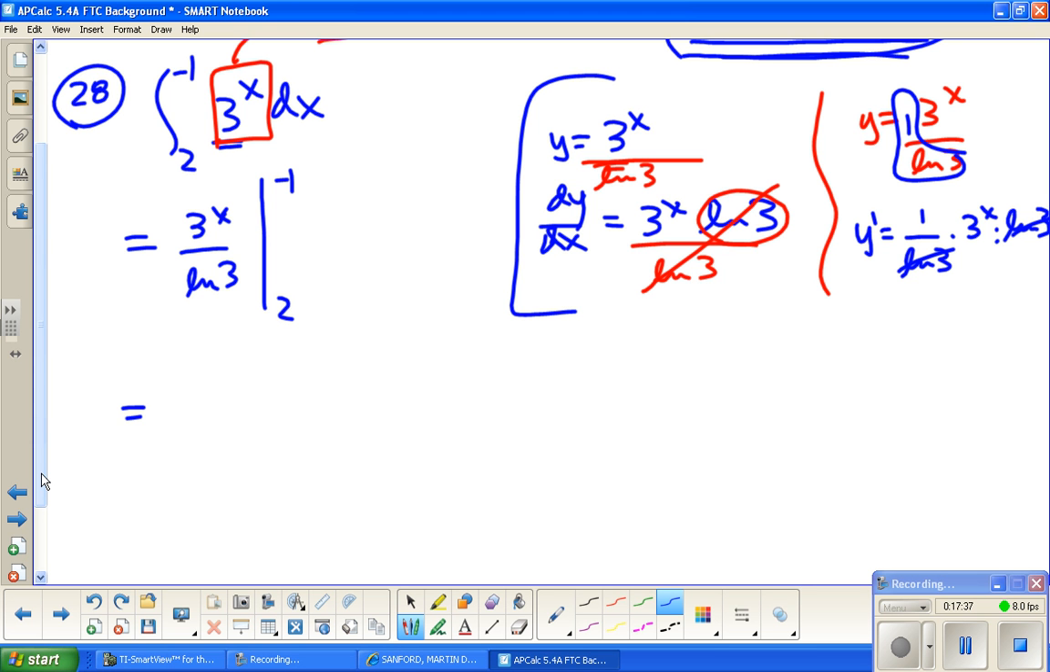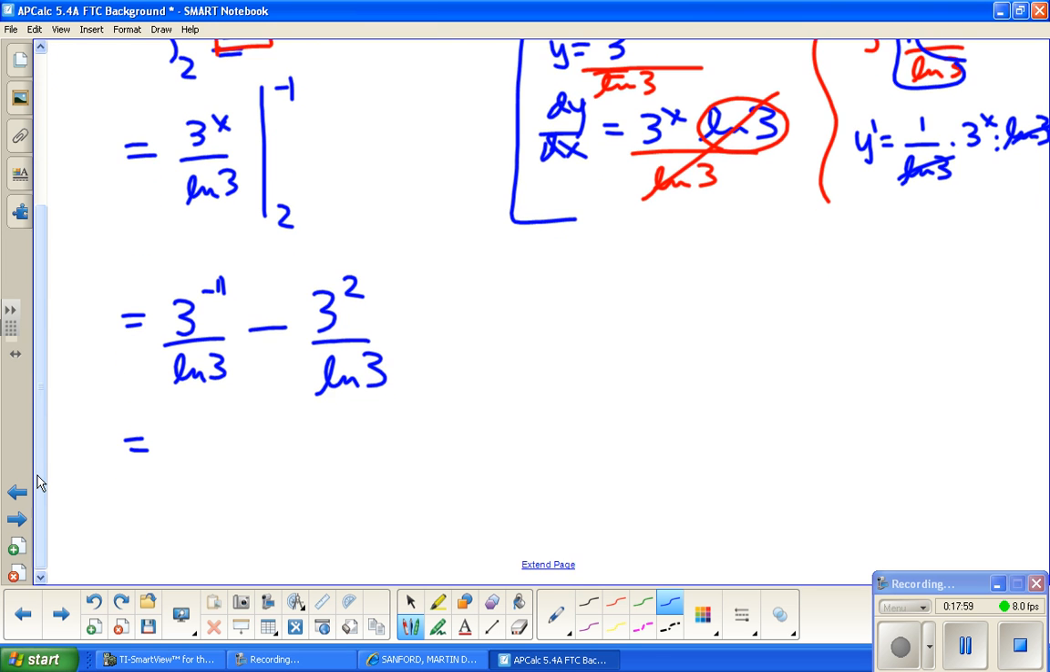Yep, you can point fingers at them all day. Sorry, it's their fault. Okay, so now I'm going to substitute values, and remember, it's always the top number first and then the bottom number. So 3 to the negative 1 over the natural log of 3 minus 3 to the second over the natural log of 3. And then it's just a matter of simplifying this. Since I have the same denominator here, I'm just going to put this together, if that's all right with you. 3 to the negative 1 minus 9.